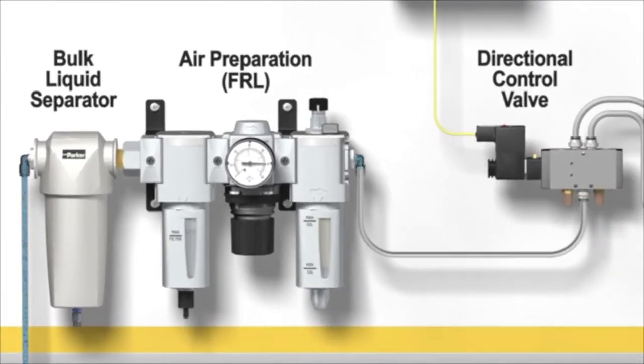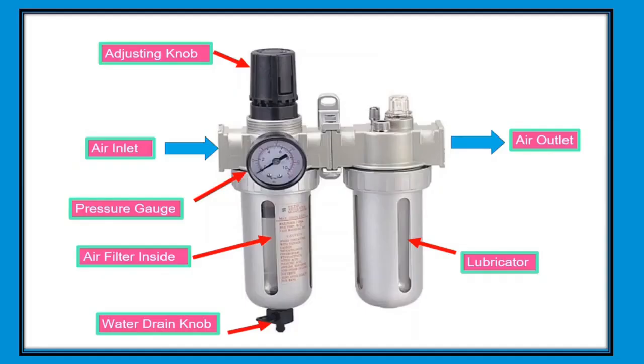When choosing a pressure regulator, many manufacturers' considerations must be taken into account. Important considerations include operating pressure ranges for inlet and outlet. The parts of an air pressure regulator are the adjusting knob, pressure gauge, air filter inside, water drain knob, and lubricator.